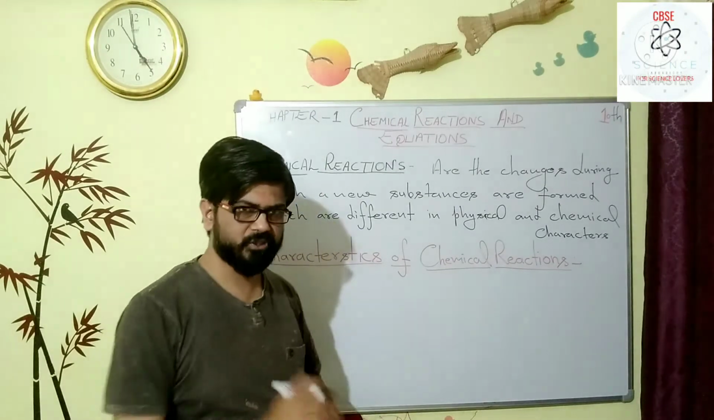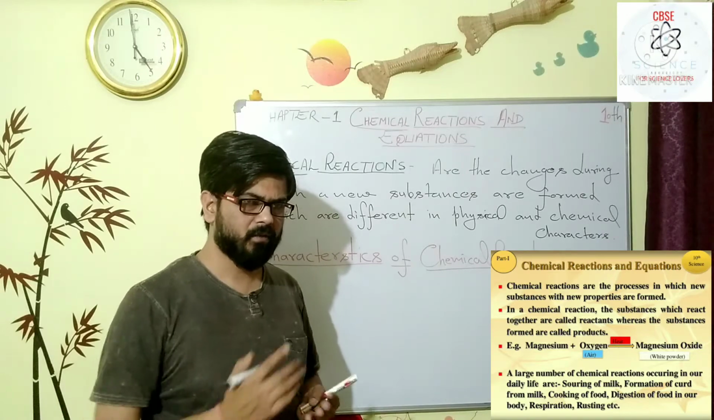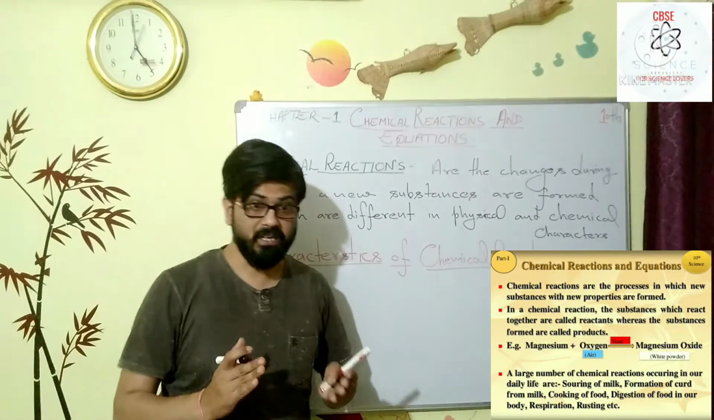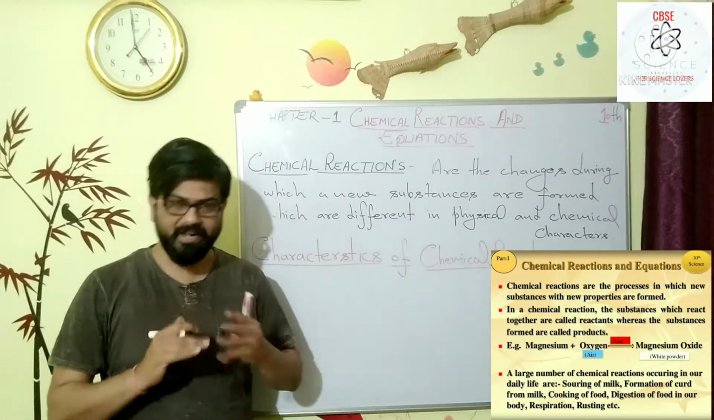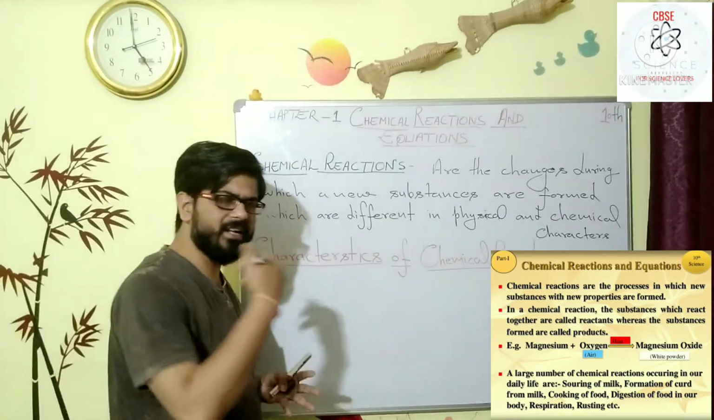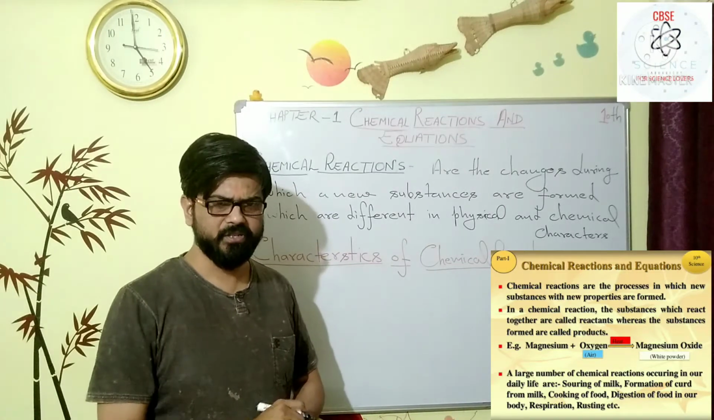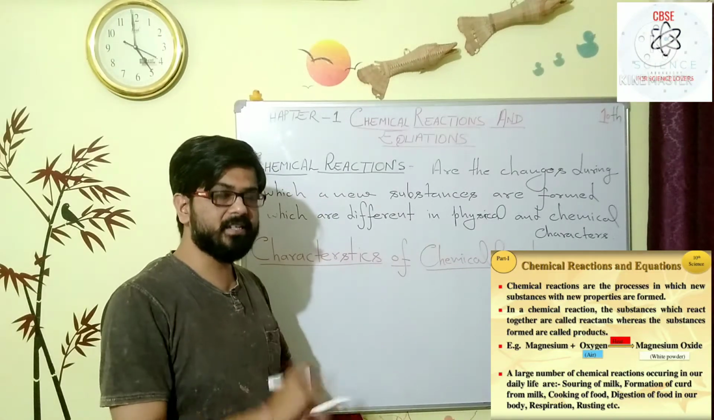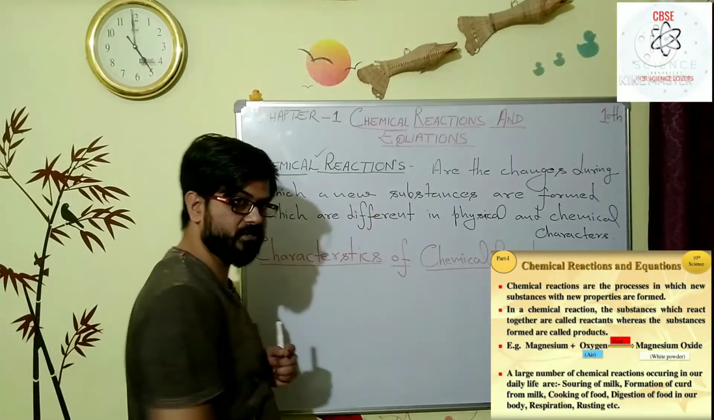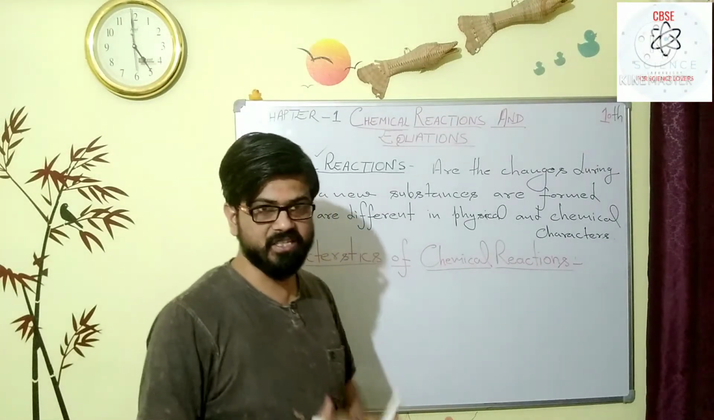For example, during curd formation, we have the milk, and from the milk we get the curd. So these are chemical changes. And what are the different chemical changes? How can we represent them? That is one big question in front of us. To represent the chemical changes, we use chemical reactions. Chemical reactions represent the chemical changes.